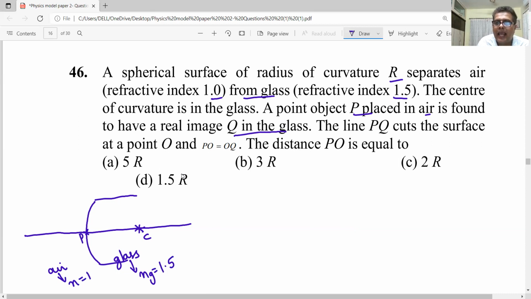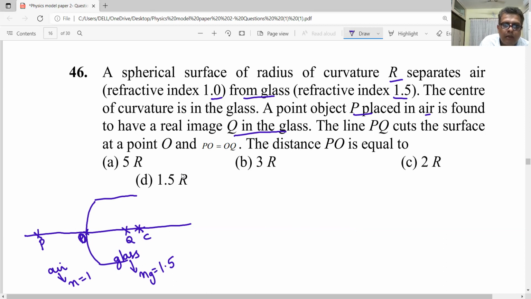Point object is placed in air. Let us take that point object P is here in air. It will have its image Q. Line PQ cuts the surface, and according to the question we take that point as O. They have said PO and OQ are the same. We have to find out the distance PO.